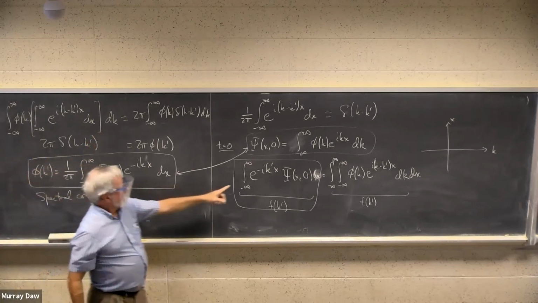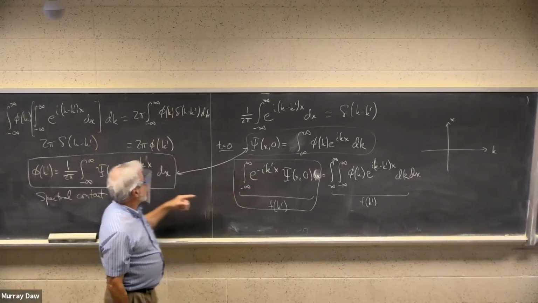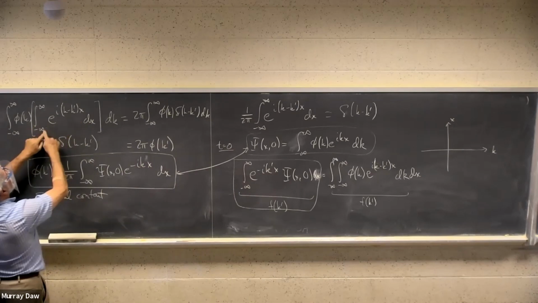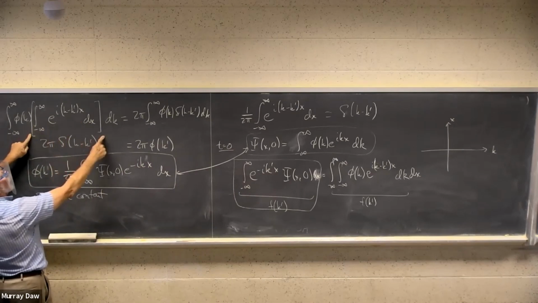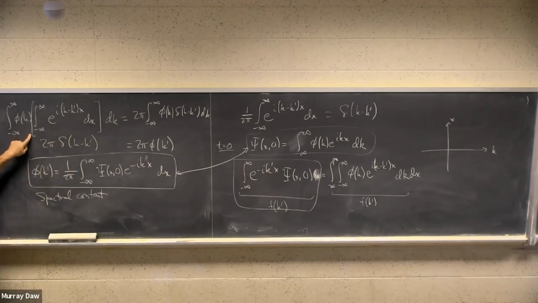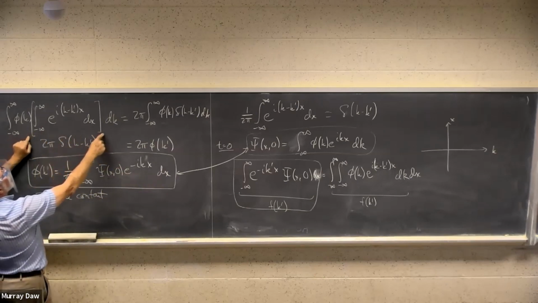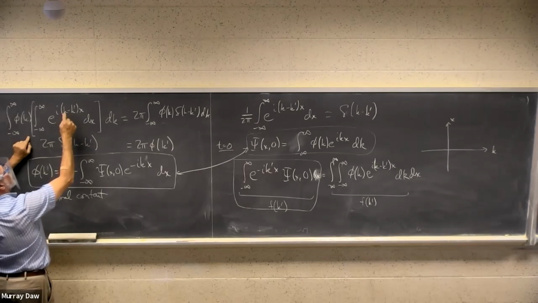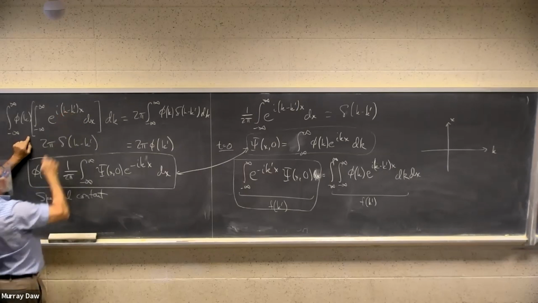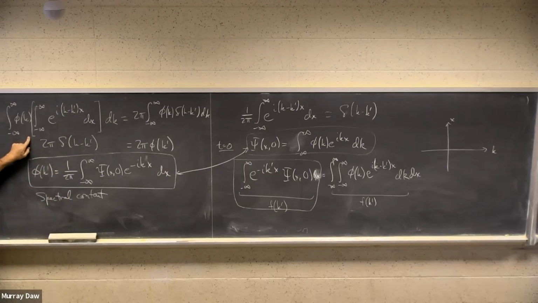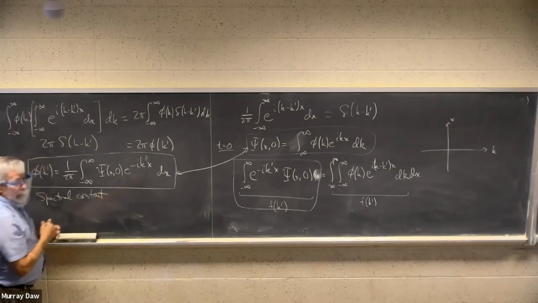We multiply by e to the minus ikx, I'm sorry, e to the minus ik prime x. And then this integral is non-zero only where k matches k prime. So it's like filtering out the part that you want, which is phi of k. So it only gives you one particular. No, it's a function of k.